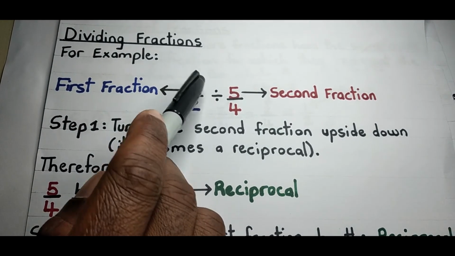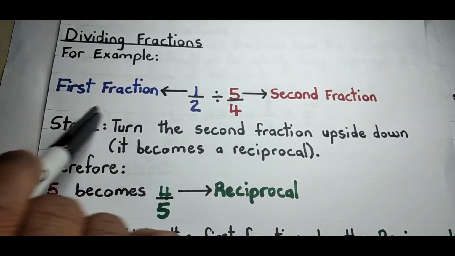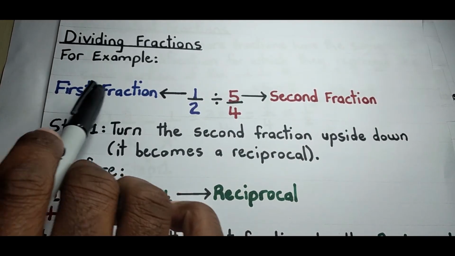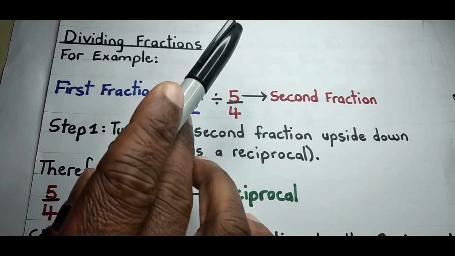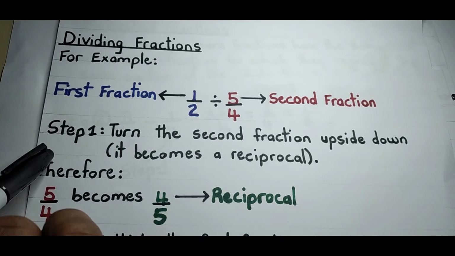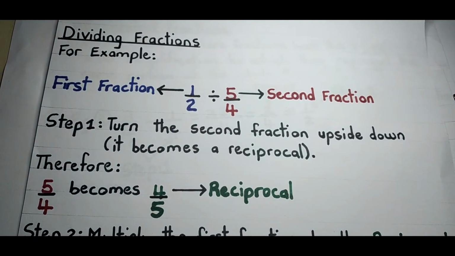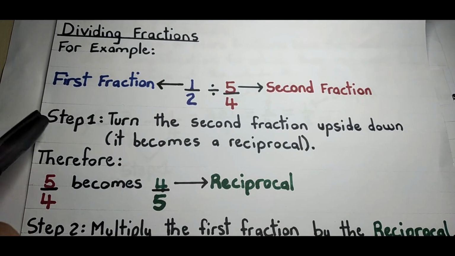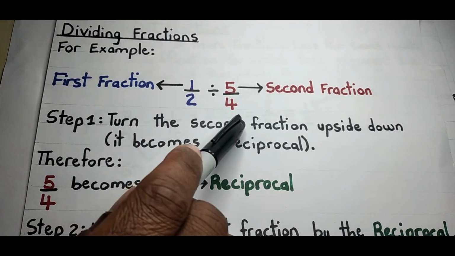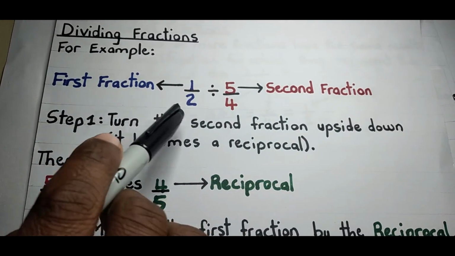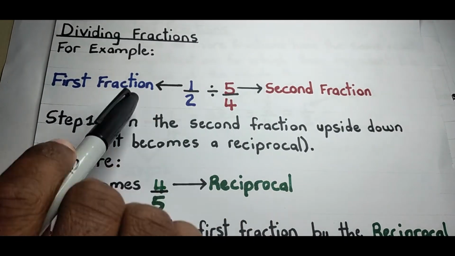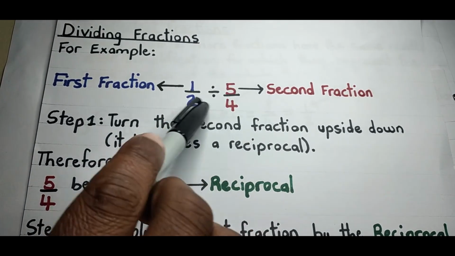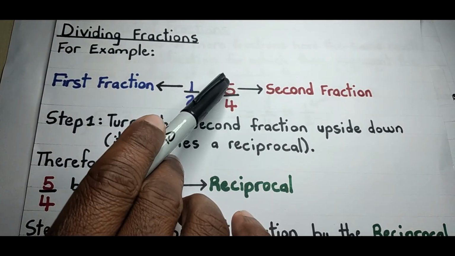Let's say we have 1 over 2 divided by 5 over 4. The first fraction, we're going to call that the first fraction. The second fraction, we'll call that the second fraction, so we can understand them distinctly. Look at the first step. We'll turn the second fraction upside down, which means we'll flip it. We'll call that the reciprocal.